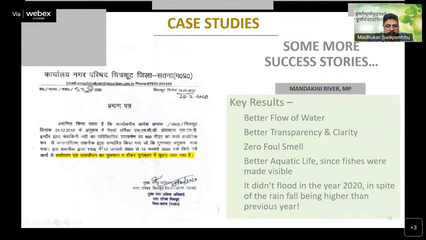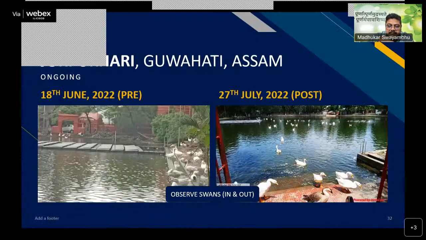So this was the completion certificate, or the appreciation certificate, given by the administration, that they could actually see a better aquatic life after the treatment. So that was the case study of a river. Now similarly, we have got plenty of other case studies.